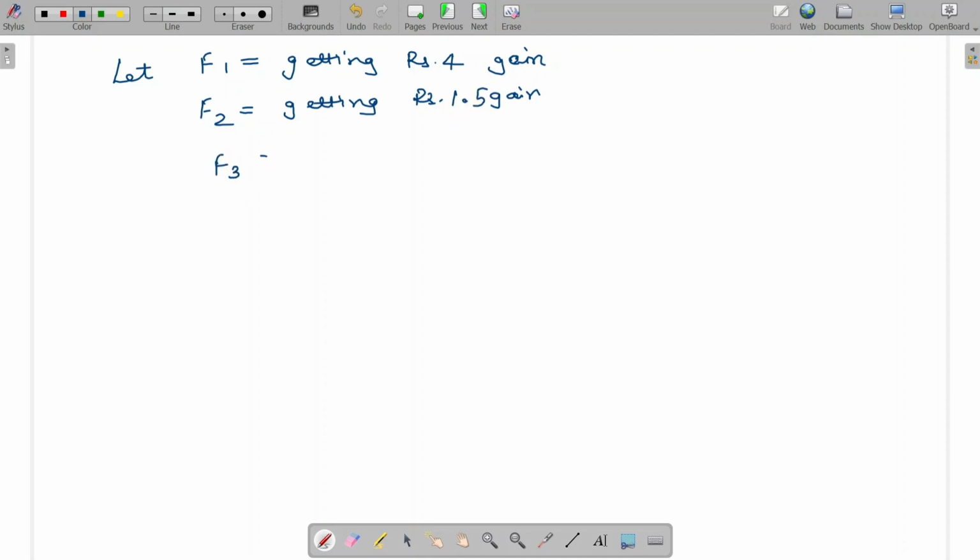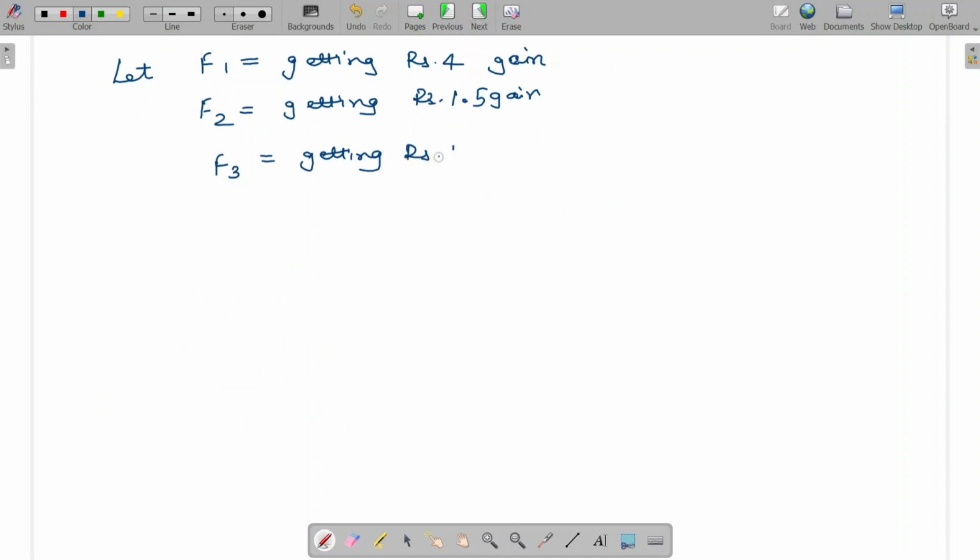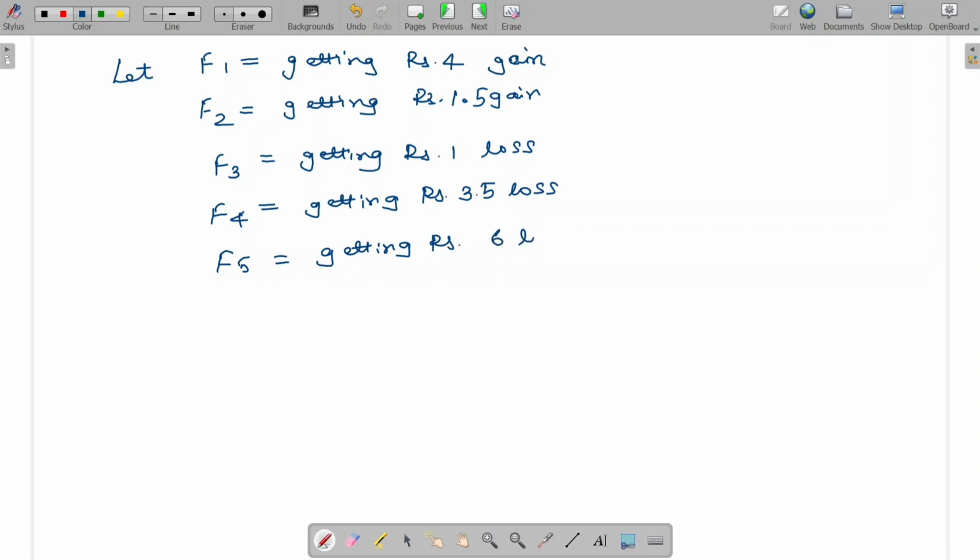Then F3 is getting rupees 1 loss, F4 is equal to getting rupees 3.5 loss, and F5 is getting rupees 6 loss, right? So probability of each of these events you have to find.